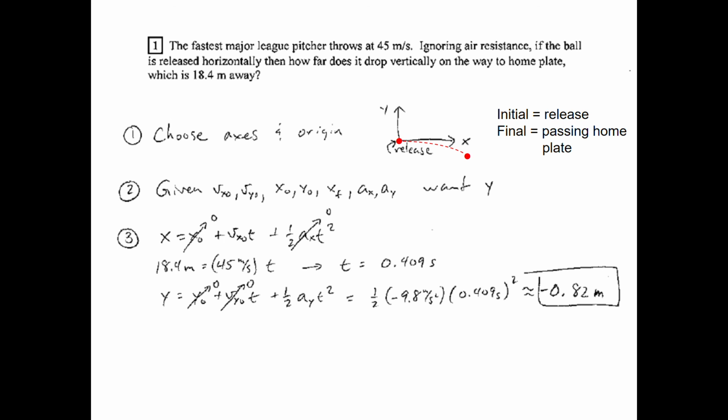So, if you wanted to answer the question in a way a normal person would, you would say it drops 0.82 meters. If you tell someone it drops minus 0.82 meters, they'd sort of be confused and not necessarily know what to think. So once you've gotten your numerical answer, then you can just give a physical answer to the problem in the way that it was raised.